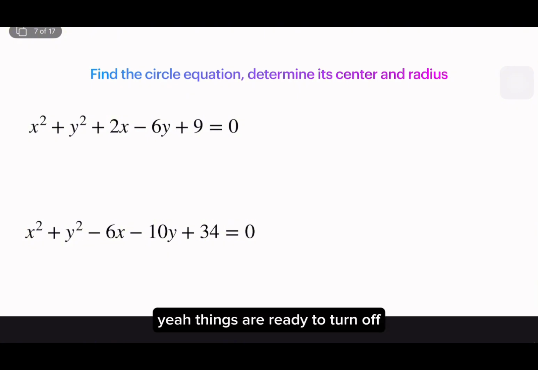Yeah, I think it's already turned on. Oh, in my place.